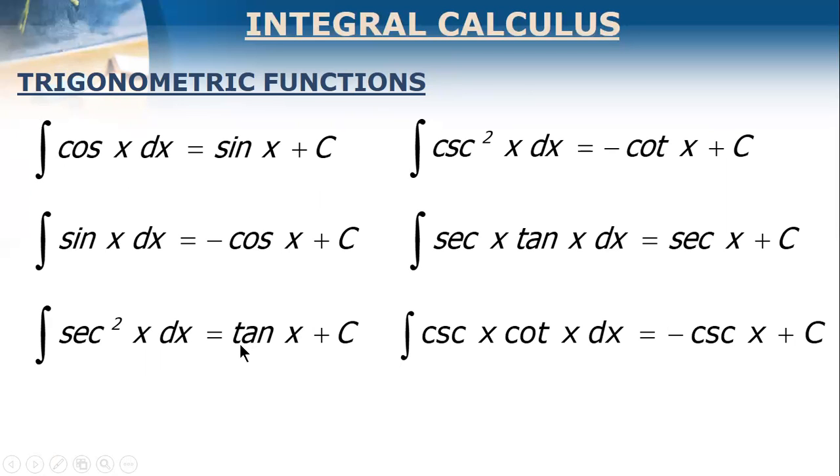The derivative of tangent, we all know, is secant squared. And the derivative of cotangent is negative cosecant squared. So it's just the inverse operation. And then the derivative of secant is secant tangent. And the derivative of cosecant is negative cosecant cotangent. So in case you forget the integrals, just recall the basic derivatives.